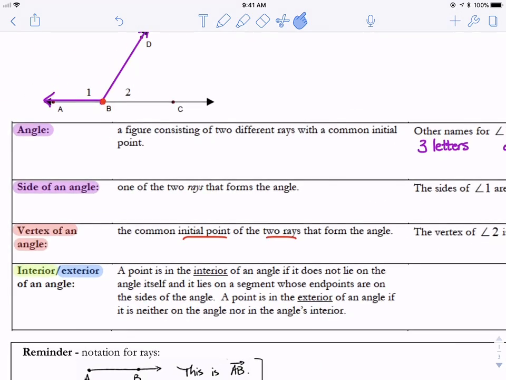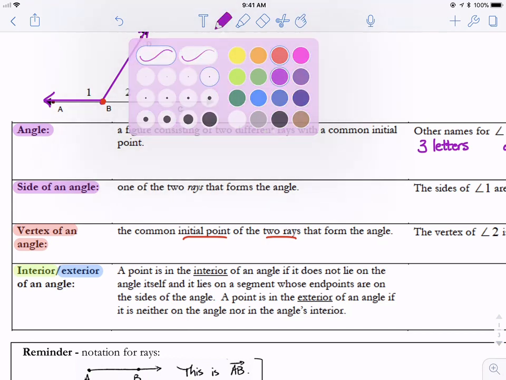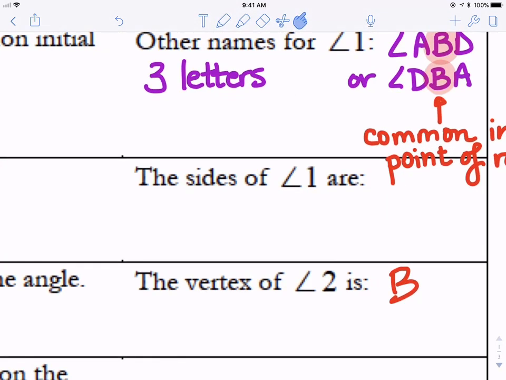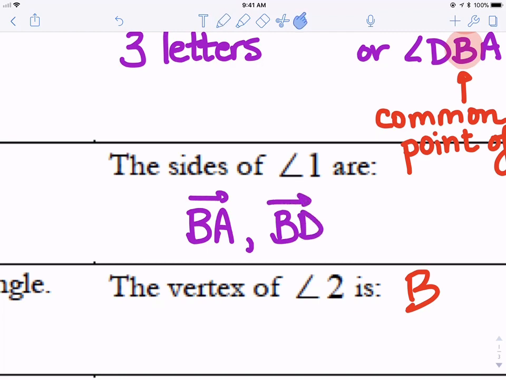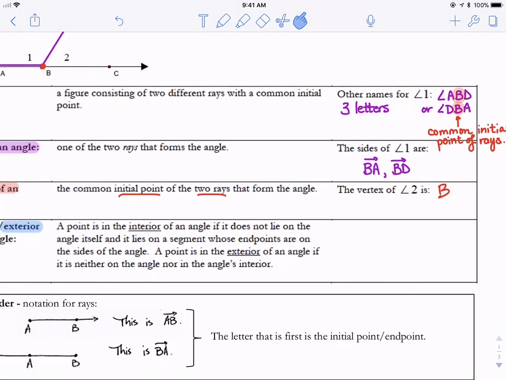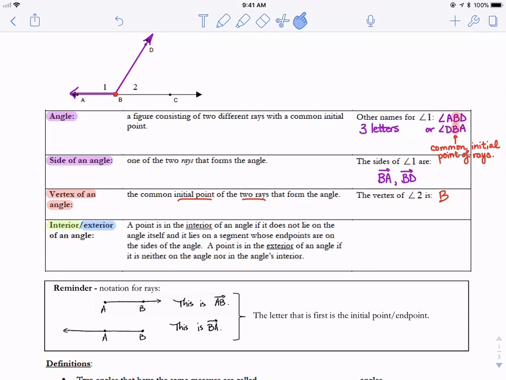Okay, for sides of an angle. Sides are just the rays that make the angle. So the sides of angle 1 would be ray BA and ray BD. Sides of angles are rays, not segments or lines. They're rays.